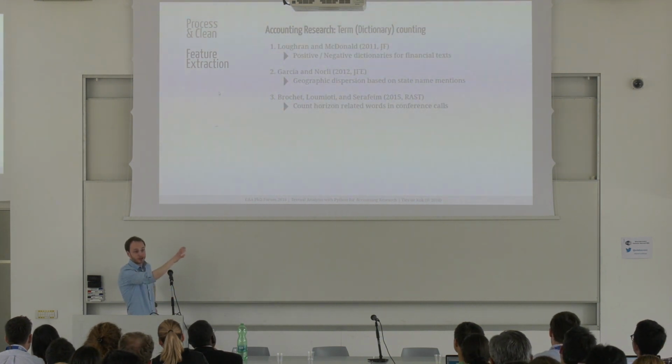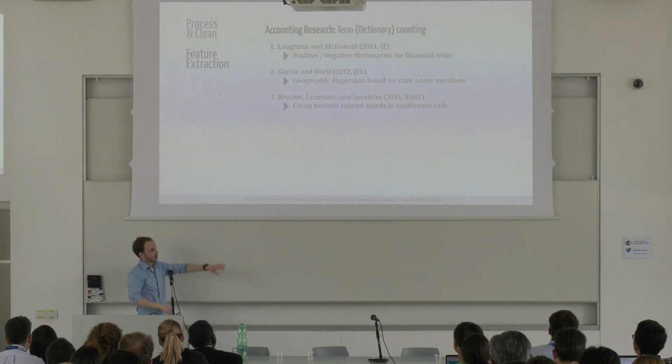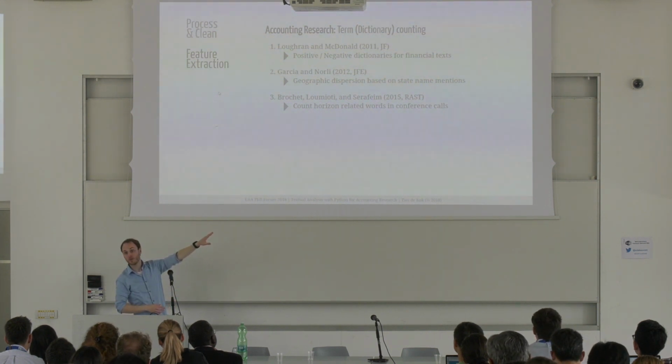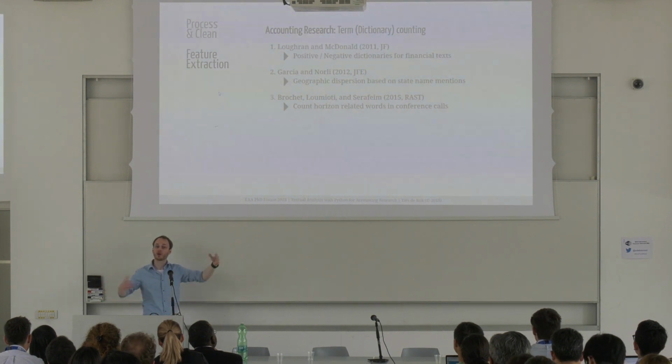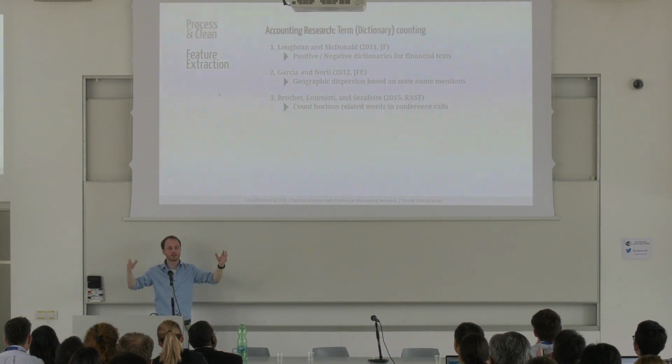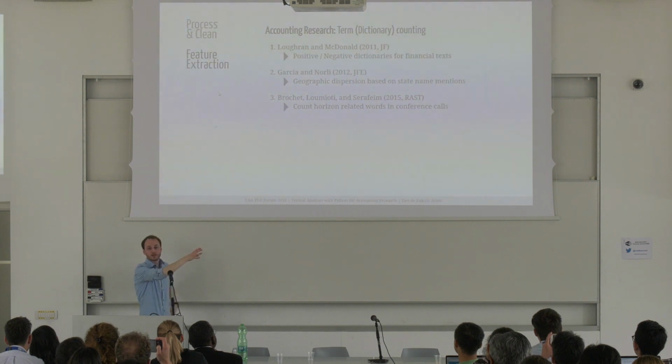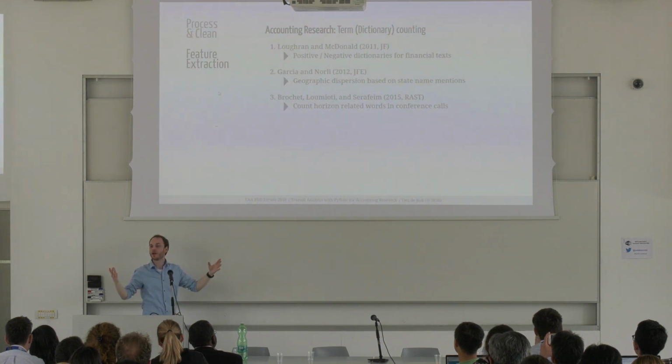So a couple of papers that use this technique with the term counting. Well, we obviously have the law from McDonald, the tone paper, right? They create a list of positive words, a list of negative words, and a bunch of other words. And then they just count this, kind of normalize it, scale it by the total number of words or something, and then that's their measure.